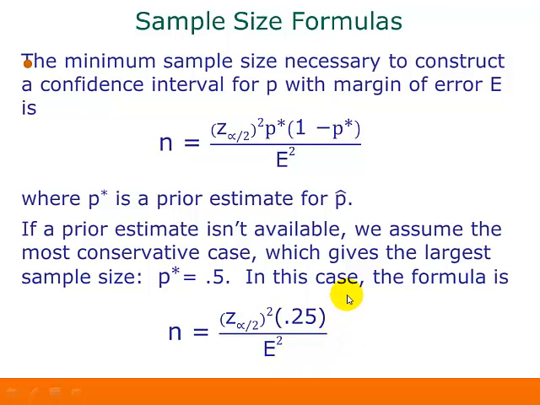One thing to remember when using either one of these formulas is that since we're talking about proportions, everything has to be in decimals. So that includes the margin of error e. If you're given the margin of error as a number of percentage points, you have to put it in this formula in decimal form.